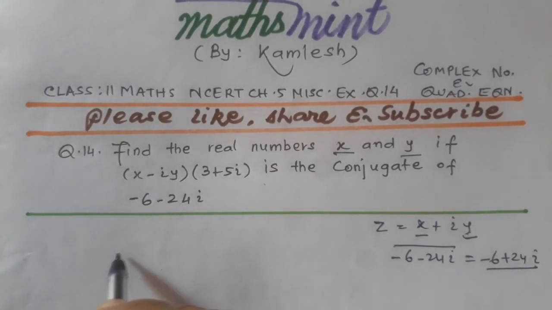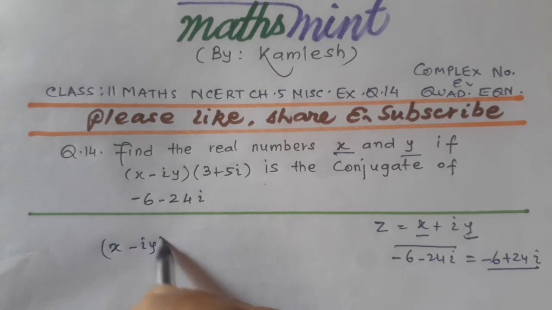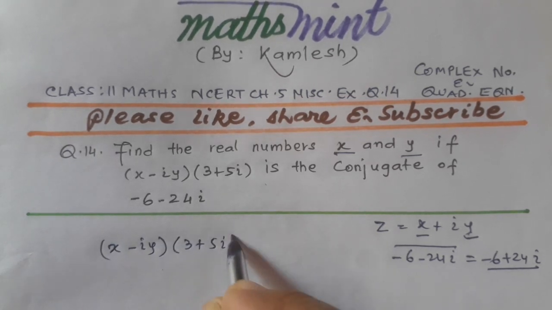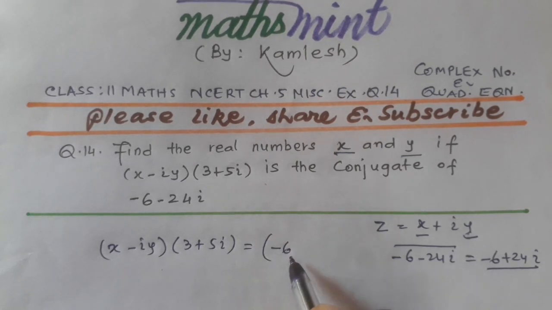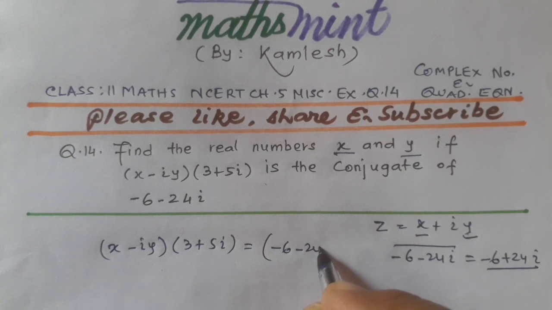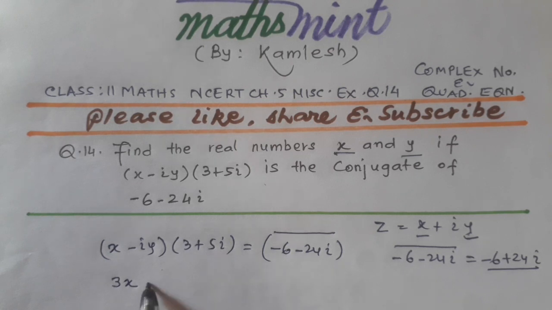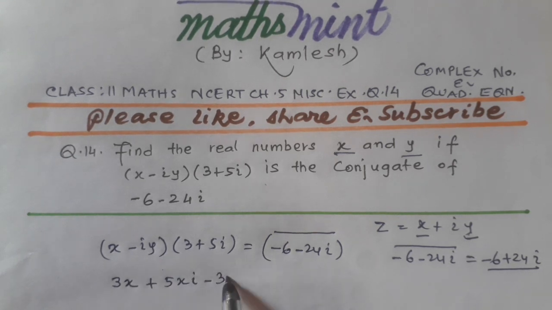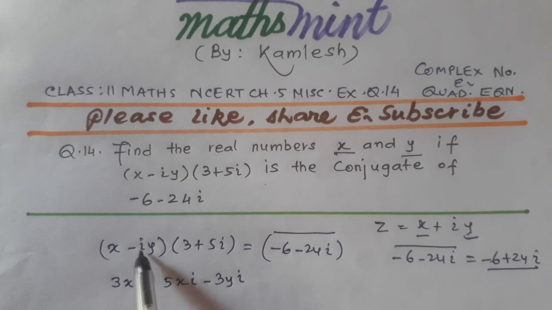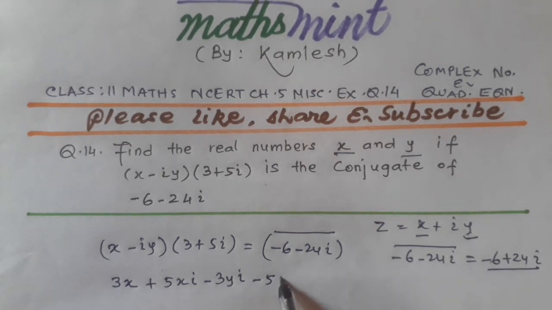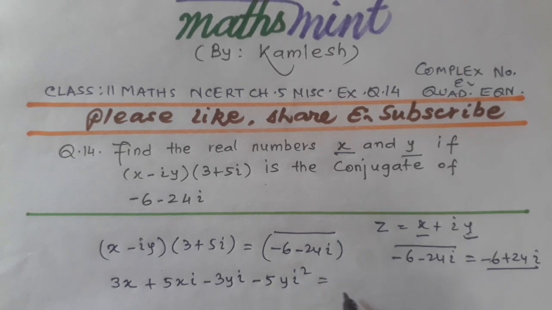So by the question, it is given (x minus iota y)(3 plus 5 iota) equal to the conjugate of minus 6 minus 24 iota. Conjugate means over bar, right? So if we multiply it, x into 3 will be 3x, x into 5 iota is plus 5x iota, minus iota y into 3 is minus 3y iota, and minus iota y into plus 5 iota will be minus 5y iota square. It will be equal to minus 6 plus 24 iota, right?